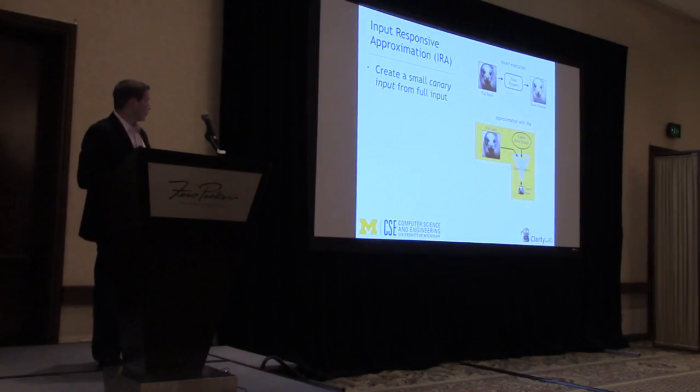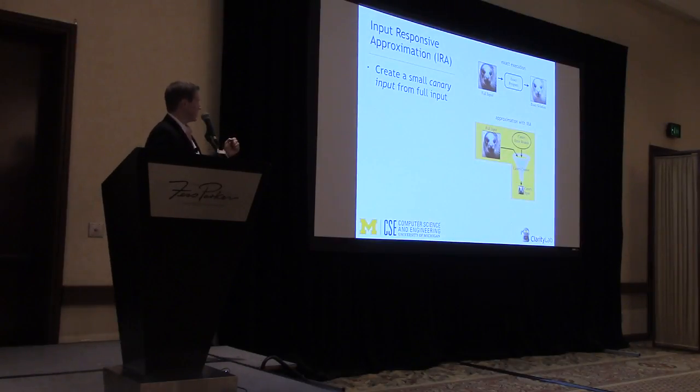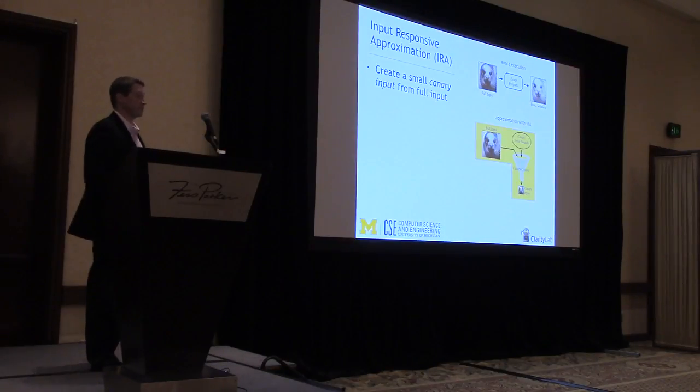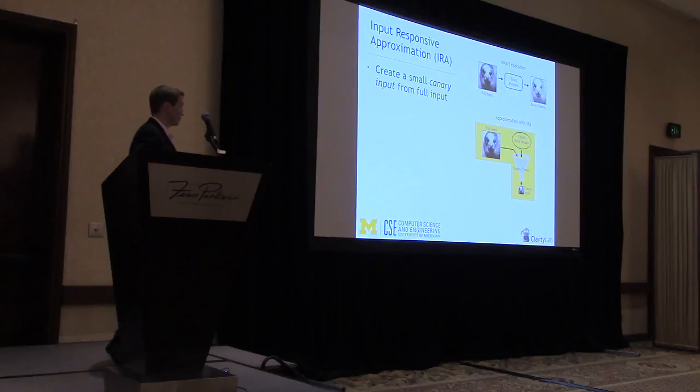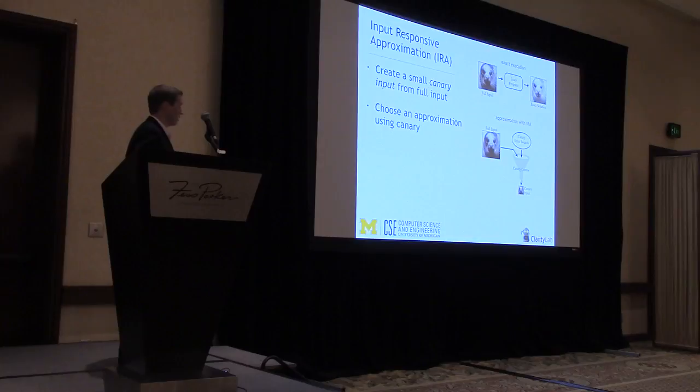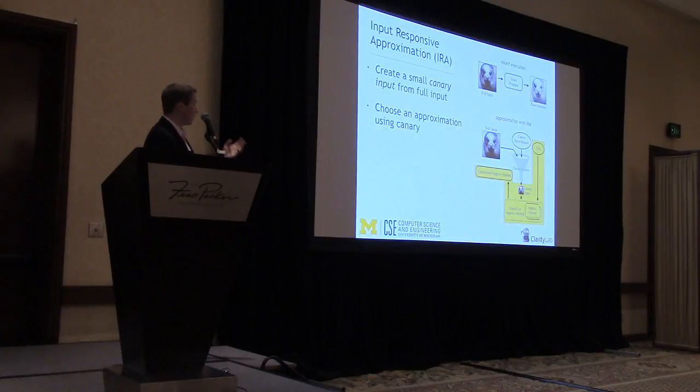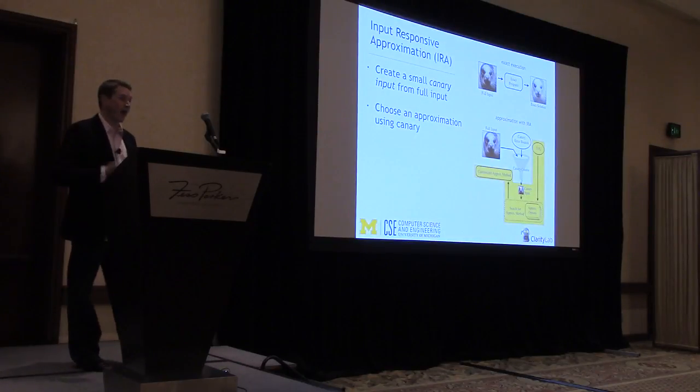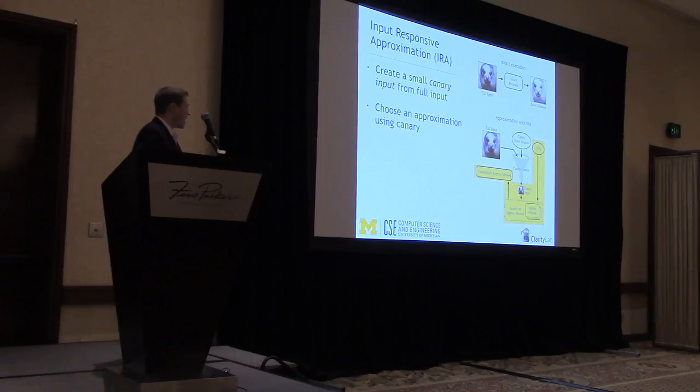So in pictorial form, the way this works is we take the full input, there's some set of steps that happen, and out the other side comes this canary input. It's this small version of the full input. Once we have this canary input, we want to choose an approximation using the canary. So we have the canary input, we have some target output quality, this is an accuracy constraint that we want to satisfy, and we have some space of possible approximation options.